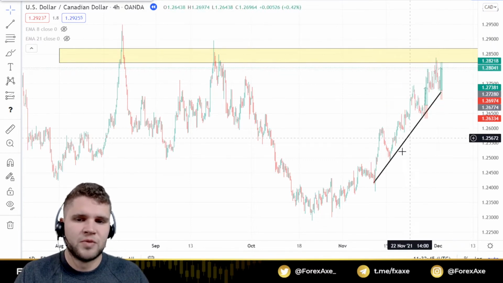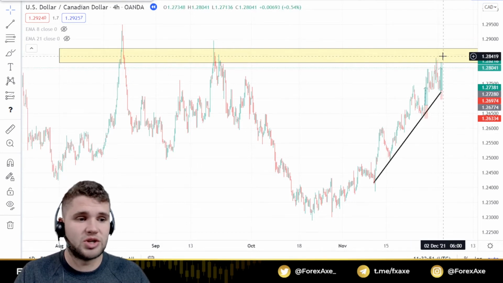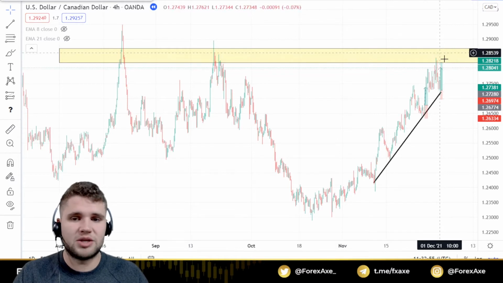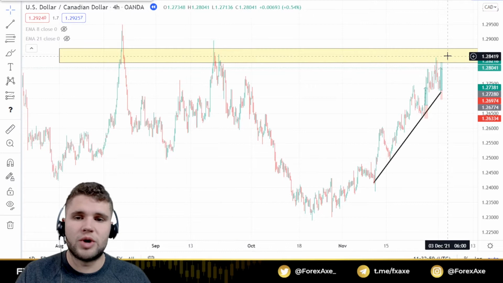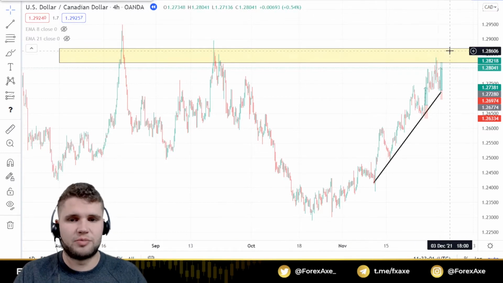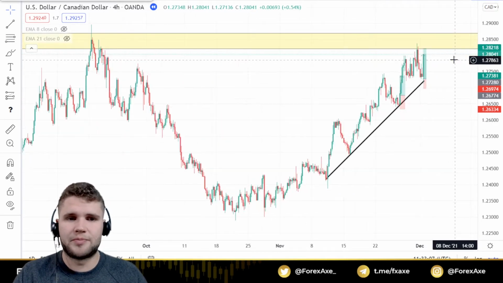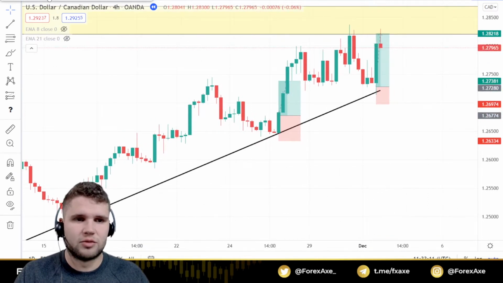So now we've ridden this uptrend up to this resistance level. Now of course we know that we could break through it, but looking back at what's happened previously, we know that potentially this could be a sign of price stalling and sellers coming into the market. So let's see how price reacts at this level.